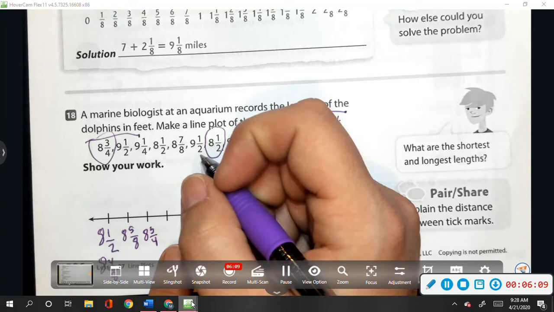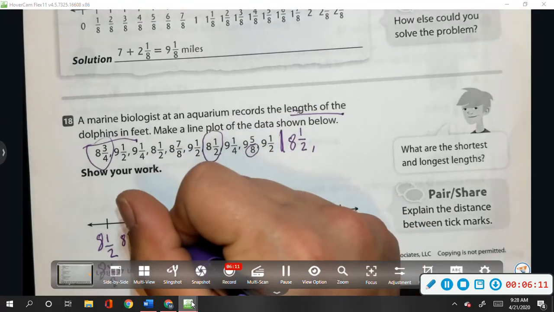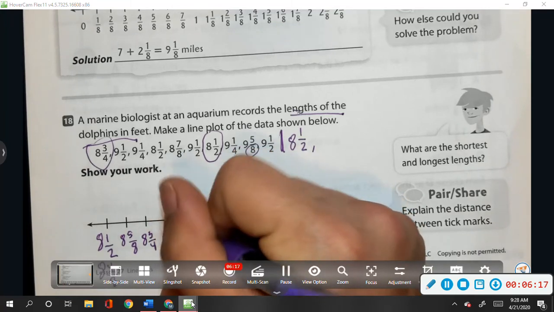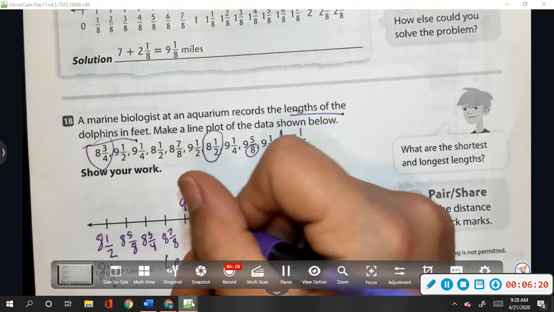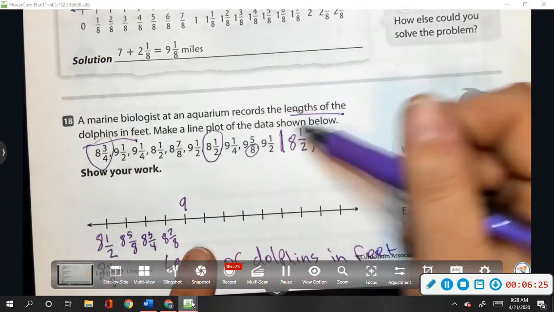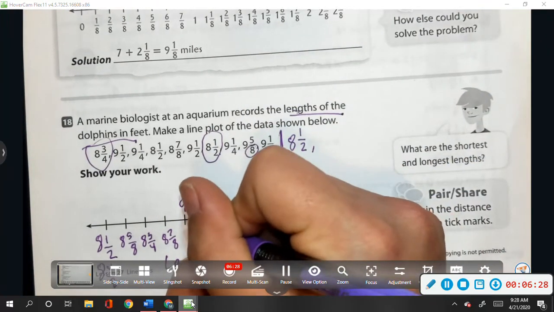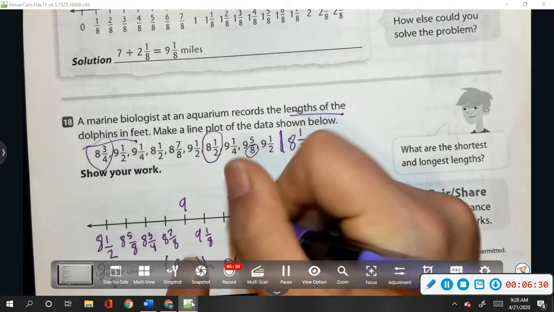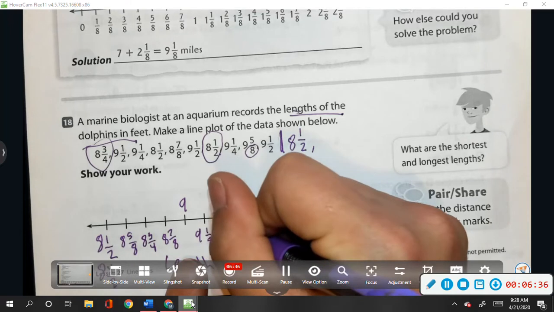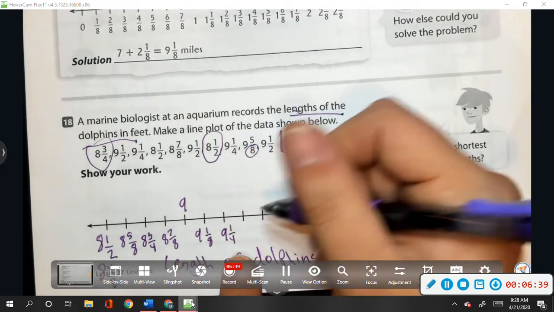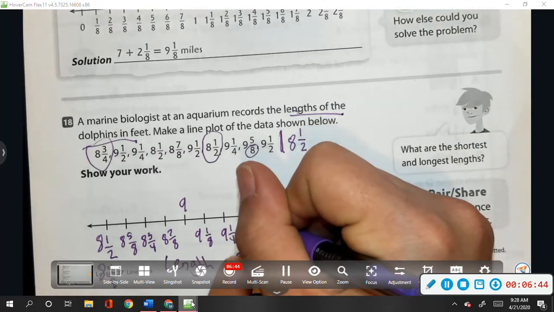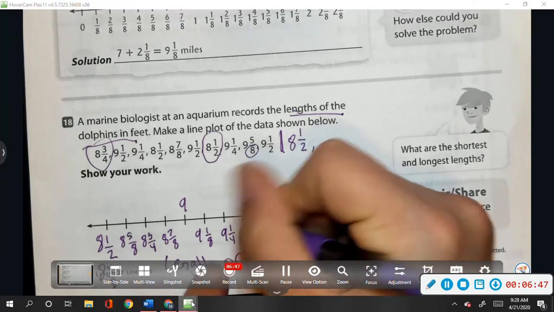3/4. Then we would have 8 7/8. Then this would be 8 8/8, so this would be 9. I didn't want to put that up there, it would be alright. Then we would have the smallest 9 8/8 would be 9 1/8. Then we would have 9 1/4, because that's the same as 9 2/8. Then we would have to put 9 3/8 here, because if that's 2/8, this would be 3/8.